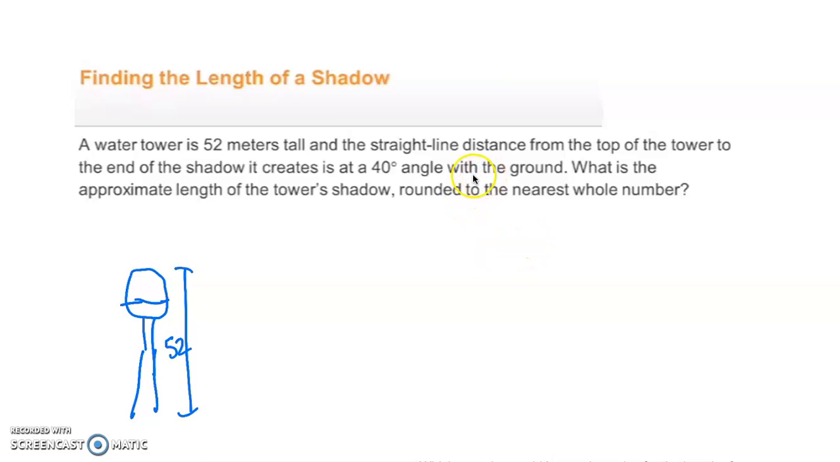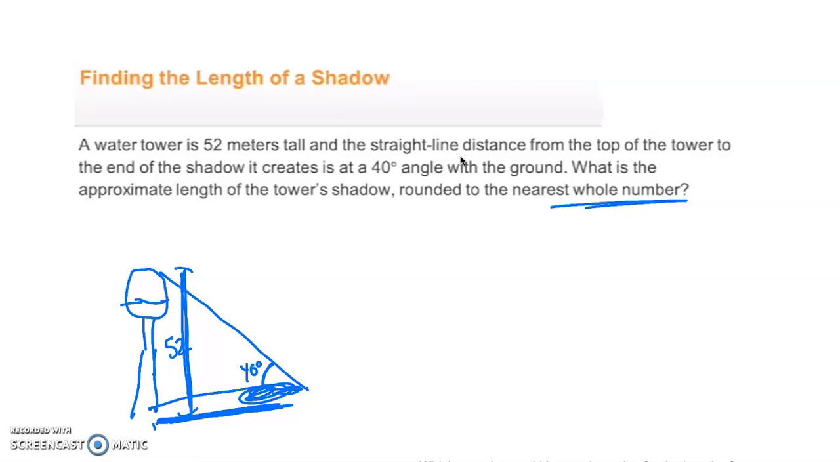And the straight line distance from the top of the tower to the end of its shadow. So it's got this shadow. The straight line distance till the end of the shadow creates a 40-degree angle with the ground. So that's 40 degrees. And what is the approximate length of the tower's shadow rounded to the nearest whole number? So the shadow is this length right here. So you have an angle, you have a height, this side and this side. I guess we could put this over here. So see if you can set this up and solve it.